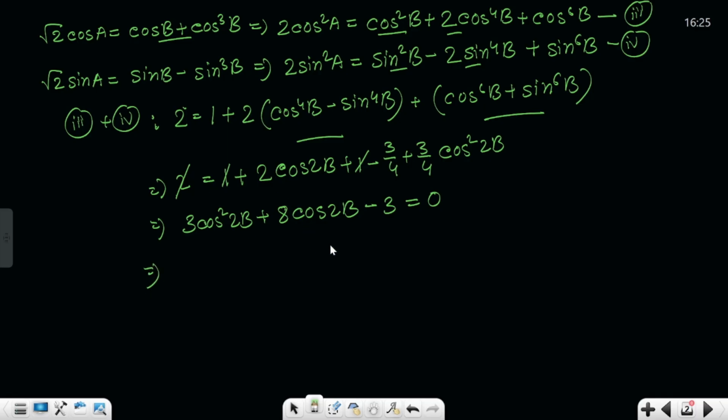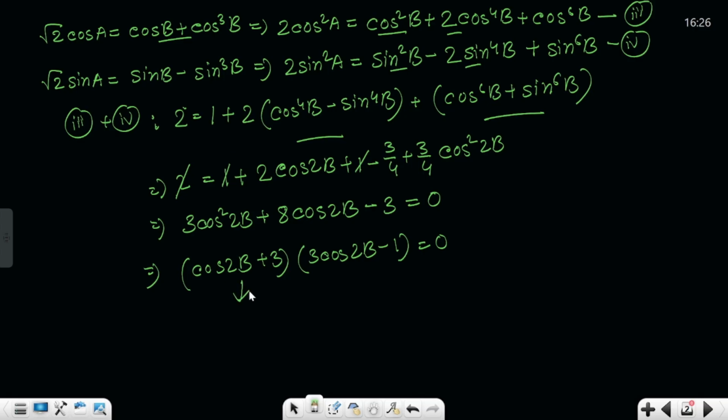So, this 8 can be written as 9 minus 1. So, we can straight factor this as (cos 2b + 3)(3 cos 2b − 1). If you don't understand, just solve it by middle term factor, by breaking the middle term. But I guess we need to learn how we can straightly factor this type of factorable quadratic expressions. You need to learn this to make your calculations faster.